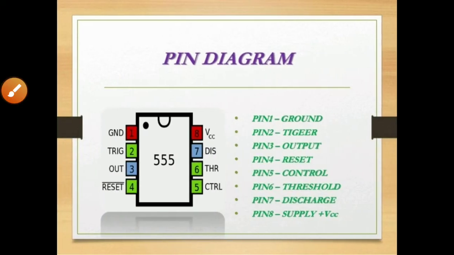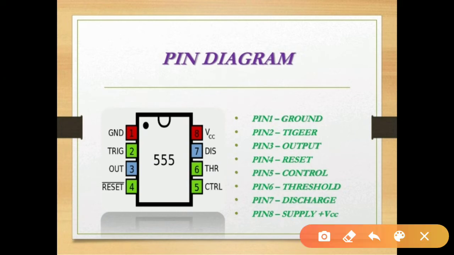Now we'll discuss the pin diagram of a 555 timer IC. As I said, it's an 8 pin IC. One side consists of pin number 1 to pin number 4, and pin number 5 to pin number 8 are on the other side. This is the 8 pin IC. The function of each pin is given here.